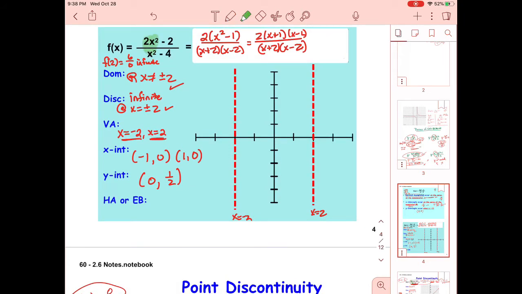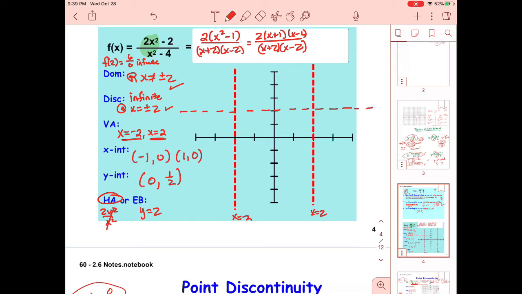And I'm struggling here. Now, what about my end behavior? Well, for my end behavior, we look at y equals 2x squared over x squared. So if I took 2x squared over x squared, we just get 2. So my end behavior is going to be y equals 2. And that is a horizontal asymptote.